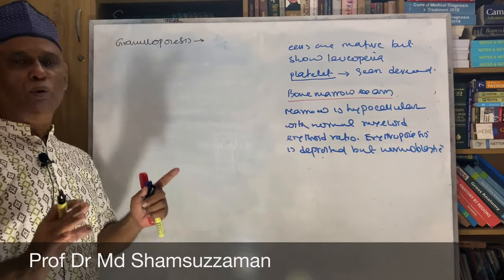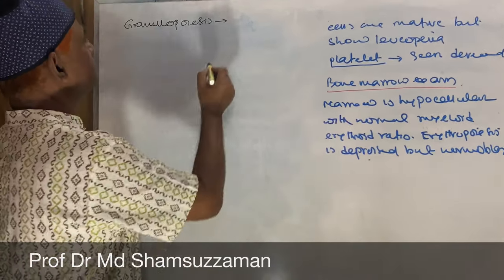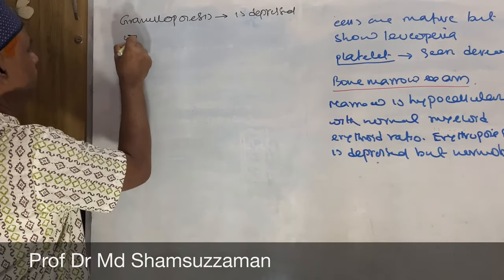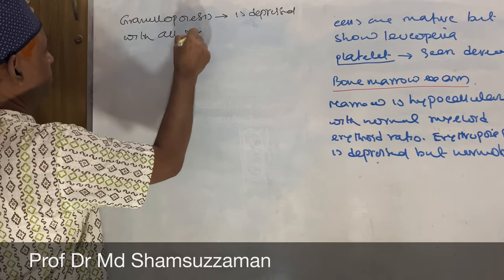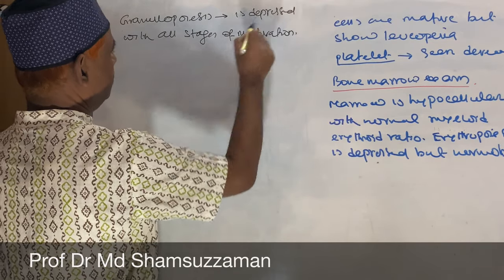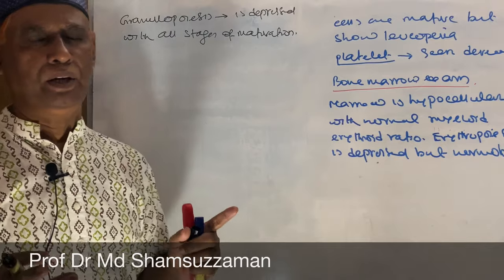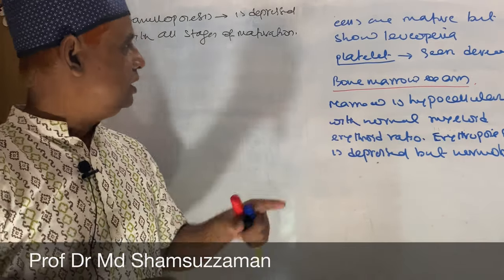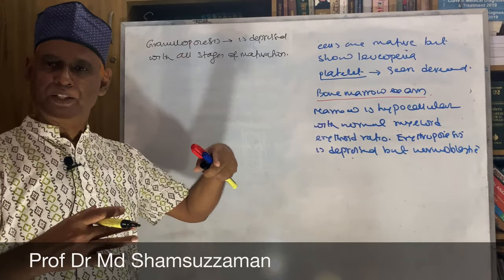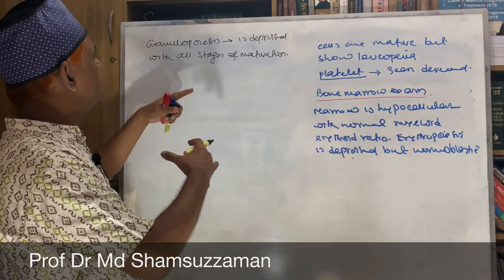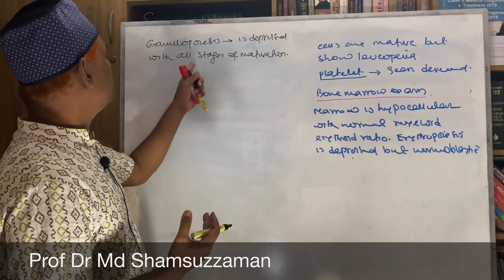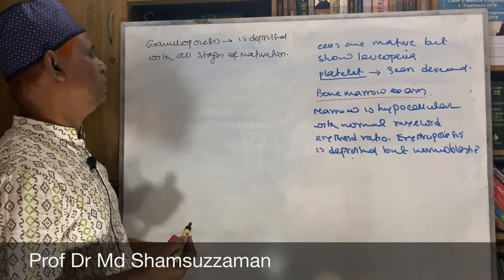The series from which the granulocytes are produced, that is granulopoiesis. So granulopoiesis is depressed with all stages of maturation. What it means? As there is hyperplasia, decreased hematopoietic element, RBC series depressed, that is erythropoiesis depressed, so WBC series granulopoiesis is also depressed. Although it is depressed, the cells that are producing will show all stages of maturation of the granulopoiesis.